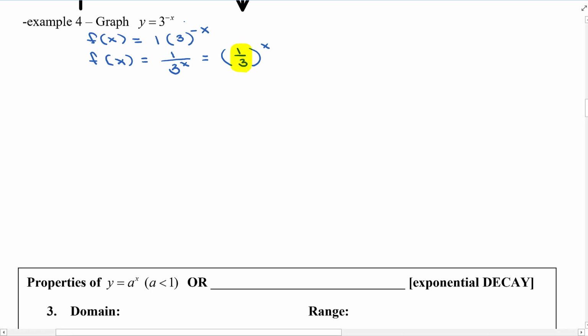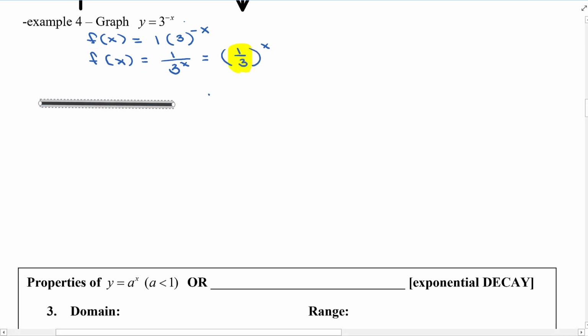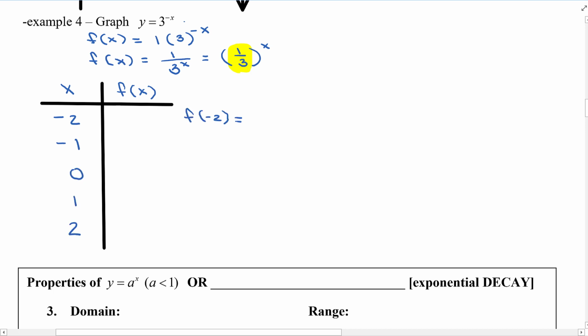I've highlighted the 1/3 inside the parentheses in yellow so that it stands out, so we can see that this value of a here is a value that is less than 1. I made a 2-column table with the values of x on the left-hand side and the values of f of x on the right-hand side. Under x, I have written the values -2, -1, 0, 1, and 2. So now we're going to evaluate the function for these values.